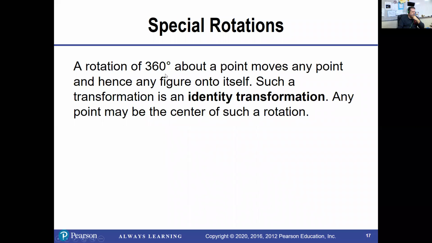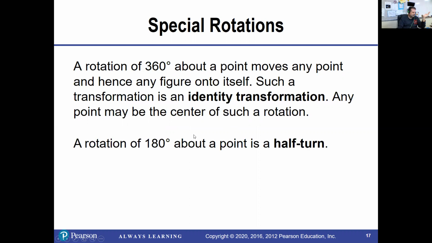All right, a rotation of 360 degrees about a point moves any point or hence any figure onto itself. Such a transformation is the identity transformation. In other words, if you rotate it around the center 360 degrees, you're going to end up in the same spot. A rotation of 180 degrees about a point is a half turn.